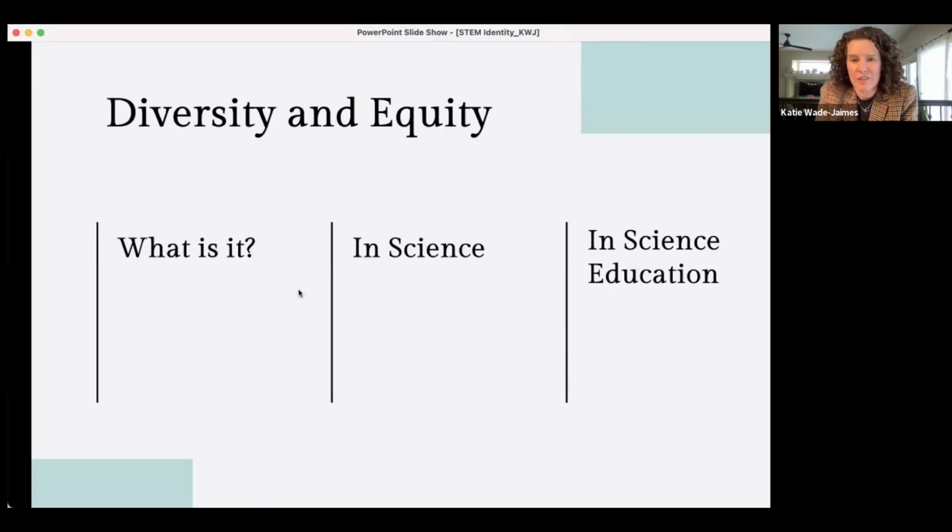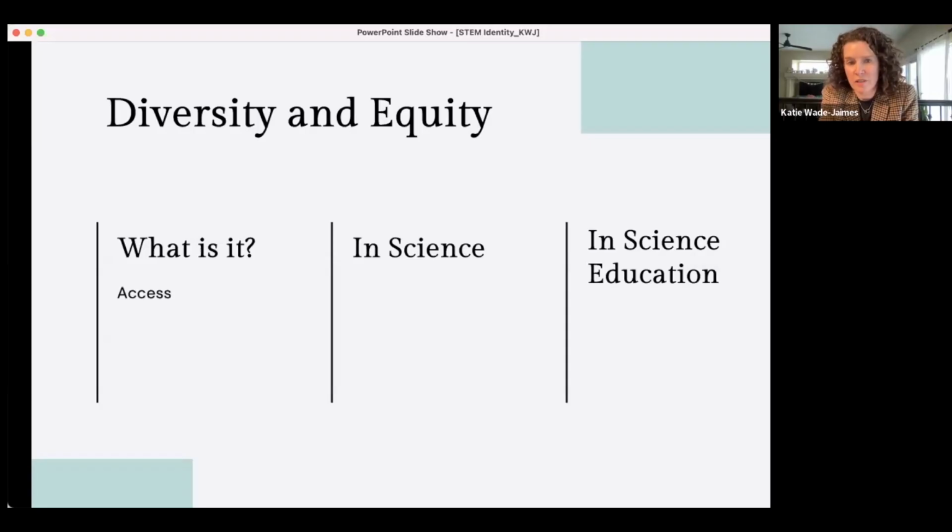So we are looking at diversity and equity today. So I'm going to dive right into understanding what we're talking about. And then we'll look specifically at why we care about this in terms of science, how that relates to identity. And I'm going to share some research and some frameworks for thinking about what this looks like in a STEM classroom.